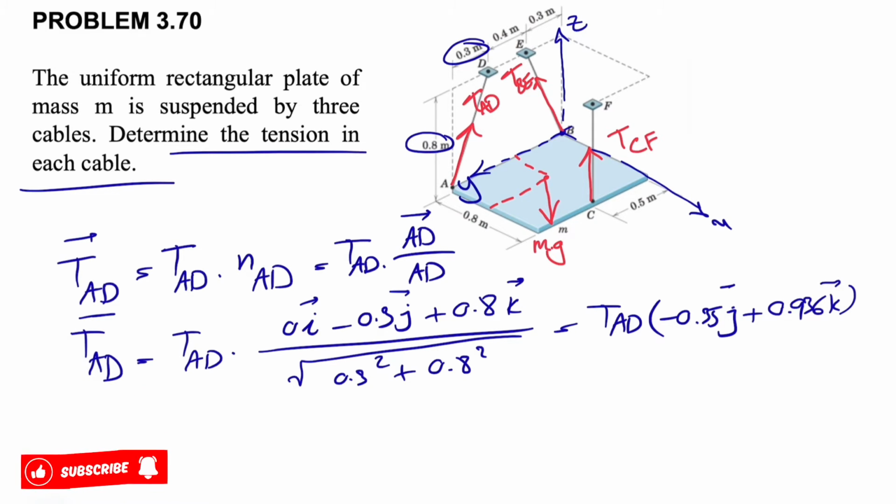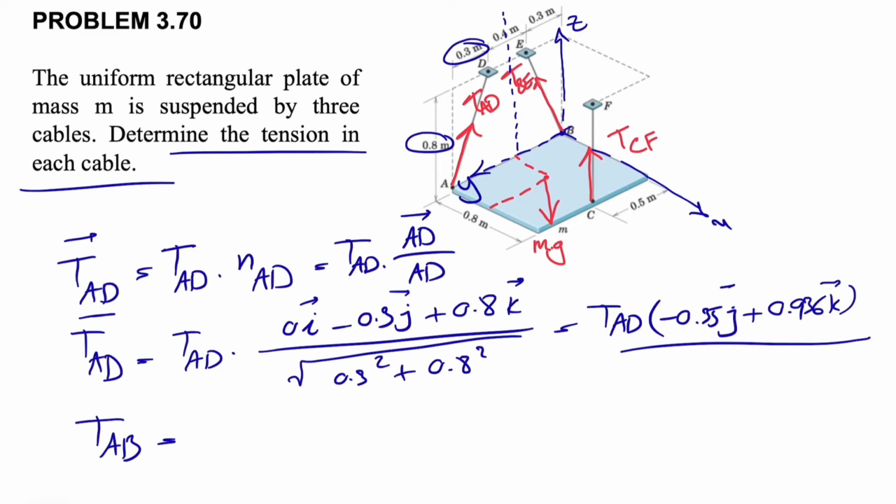If we look at TBE, we'll see that actually AD and BE are symmetrical about this line because they are at the same distance, and they just have different directions for Y, and the Z would be the same. So we can go straight with what we found for TAD, and we can see that the Y for TBE will be positive. But just for the sake of practice, let's go with the unit vector again.